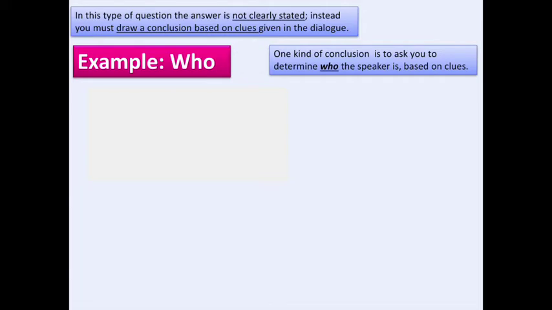Let's look at an example of this type of question. Can you tell me what assignments I missed when I was absent from your class? You missed one homework assignment and a quiz. Who is the man?